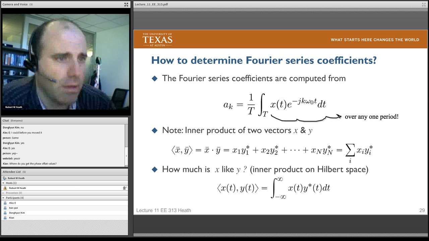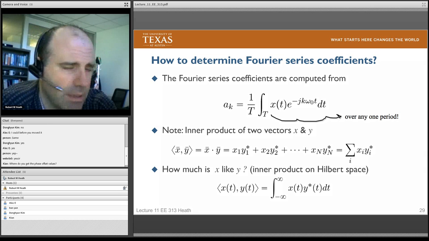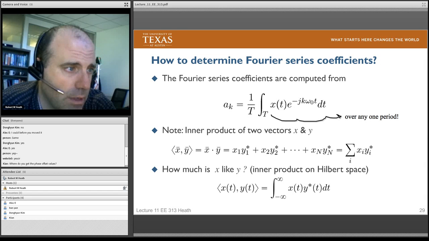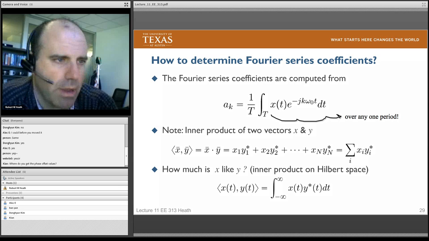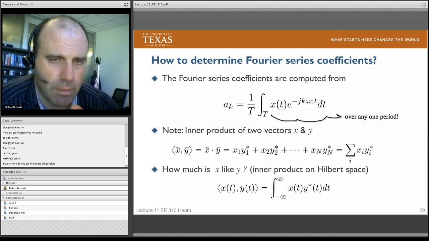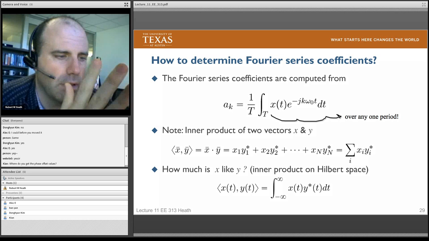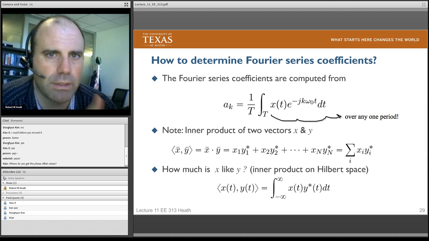Now, you hopefully also remember from linear algebra this concept of an inner product. An inner product between two vectors, X and Y, which we also write as the dot product, is just the sum of x1 times y1 conjugate plus x2 times y2 conjugate and so on. So an inner product is a way of measuring how similar two vectors are. If two vectors are on top of each other, then their inner product is large. And if two vectors are orthogonal, their inner product is zero.